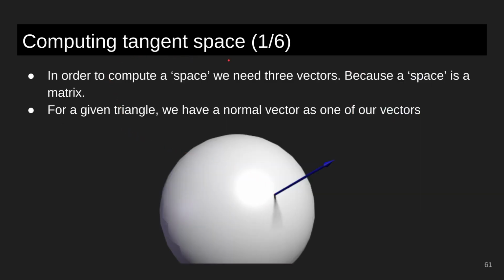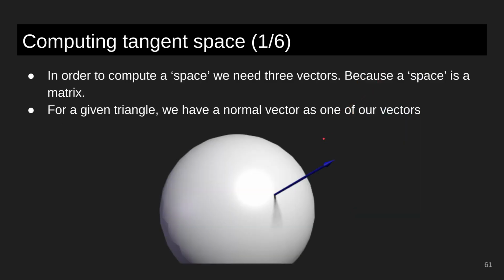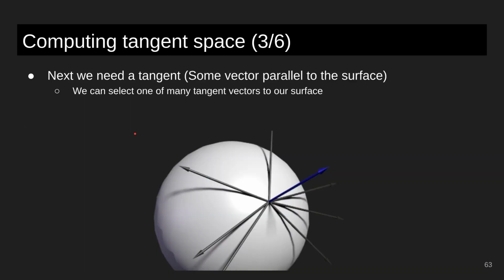Okay, so how do we compute the tangent space? Well, in order to compute some space or one of these matrices, we need 3 vectors, right? This is just another 3x3 matrix here. So we have the normal vector already. That's one of these texels here, a U, V, or N, or an R, G, and B value here. And then we have this vector that's just pointing out here, our actual normal, so the surface normal of our figure here.